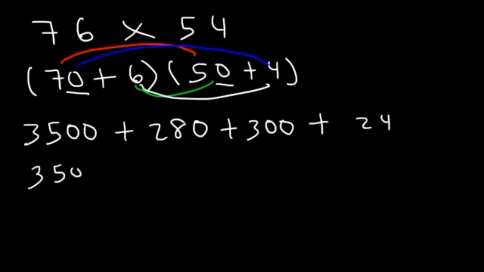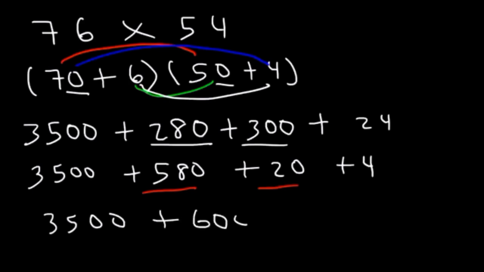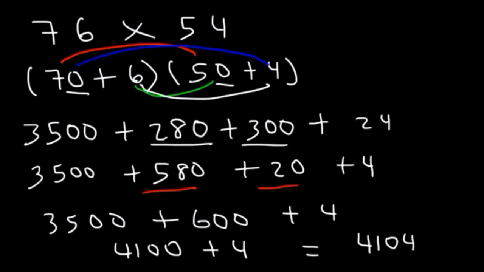Now we can add 300 and 280. That's going to be 580. And 24, you can think of it as 20 plus 4. Now 580 plus 20, that's going to be 600. And 3,500 plus 600. Well, 35 plus 6 is 41, so this is going to be 4100. And then plus 4, that's 4104. So that's how you can do it mentally.